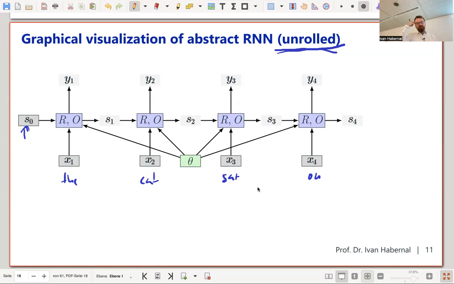Okay, first question. These were the parameters, right? Theta parameters. Why is there just a single bunch of parameters going to each node? What does it mean?